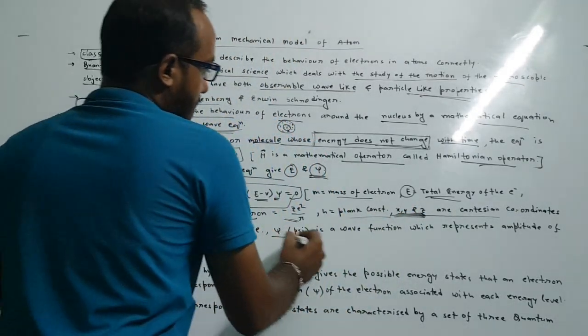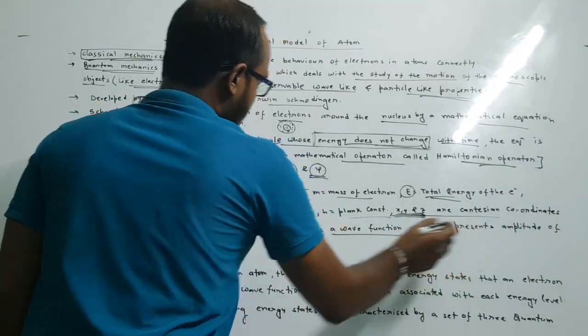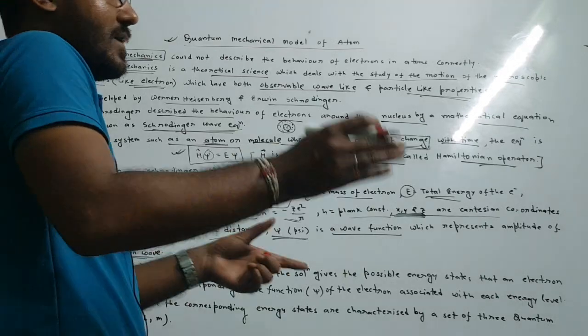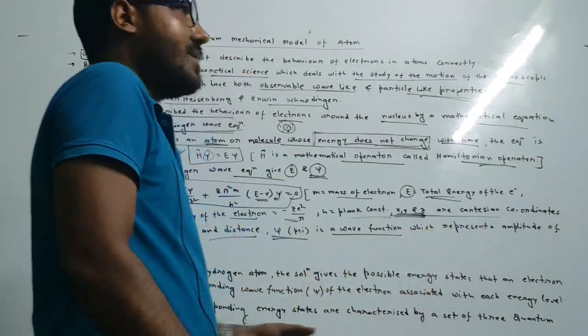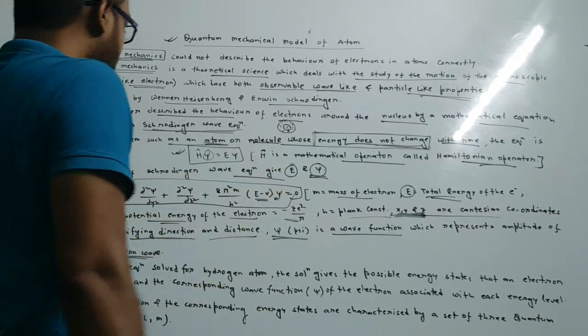And distance and psi, this is your psi. Psi is a wave function which represents the amplitude of the electron wave. That means how far it is from the nucleus. Amplitude of electron wave means how far the electron lies from the center of the nucleus.